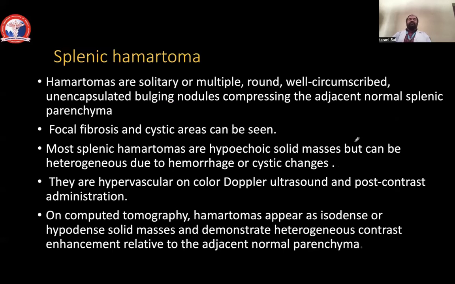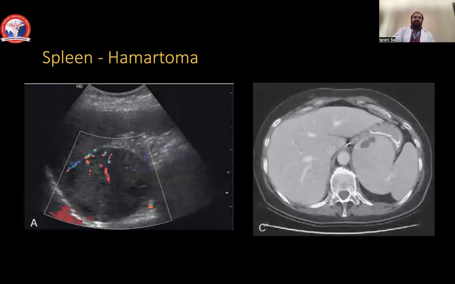Splenic hamartoma. These are solitary or multiple, round, well-circumscribed, unencapsulated nodules compressing the adjacent normal splenic parenchyma. Focal fibrosis and cystic areas can be seen. Most splenic hamartomas are hypoechoic solid masses but can be heterogeneous due to hemorrhage or cystic changes. They are hypervascular on color Doppler ultrasound and post contrast administration. On CT, hamartomas appear as isodense or hypodense solid masses and demonstrate heterogeneous contrast enhancement relative to adjacent normal parenchyma.